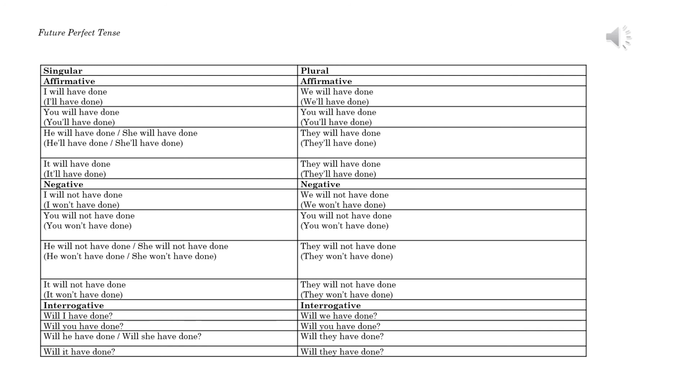Negative. I will not have done. I won't have done. You will not have done. You won't have done. He will not have done. She will not have done. He won't have done. She won't have done. It will not have done. It won't have done. We will not have done. We won't have done. You will not have done. You won't have done. They will not have done. They won't have done.